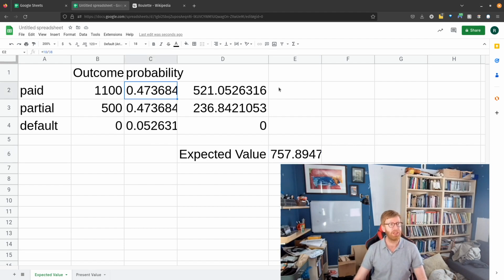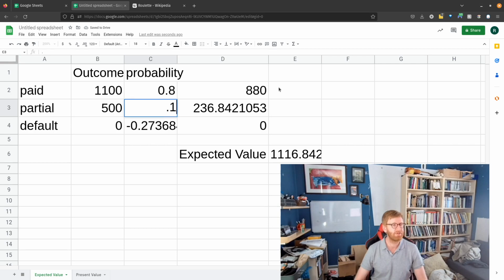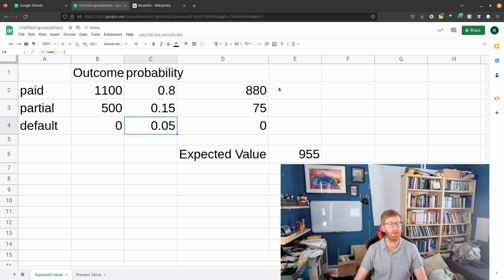All right, so we need to think, what are the actual probabilities that someone pays back their loan? This is going to depend on how their credit looks. So maybe there's an 80% chance that they pay you back, and then maybe there's a 15% chance that they pay back half of the money without interest, and then the remaining 5% chance that they don't pay you anything. And again, we're losing money in this case.